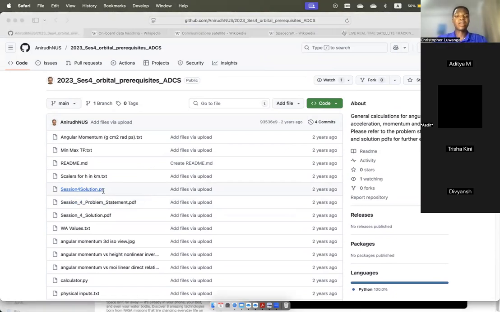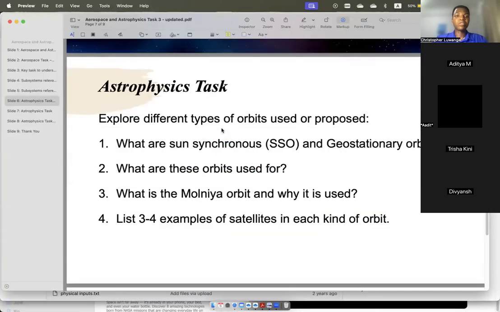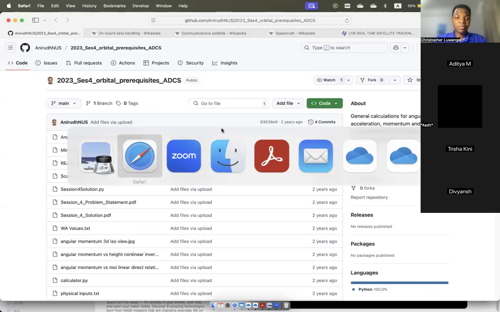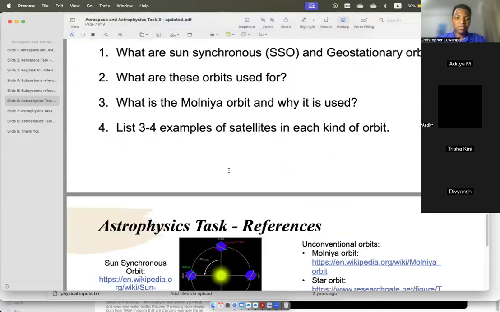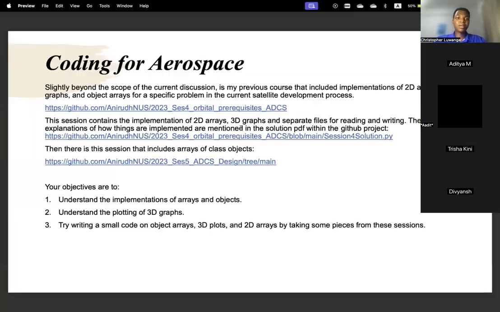Okay. But it will be useful for you to look at the broader picture of 2D arrays and creating 3D graphs and all that, which is why we made this available to you.